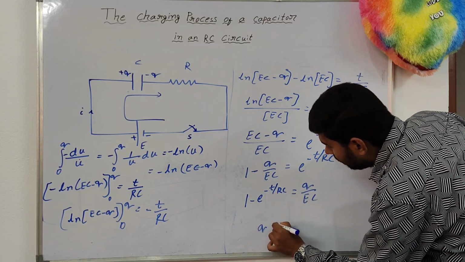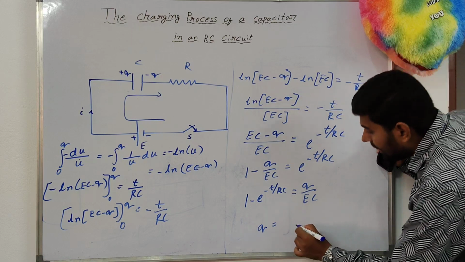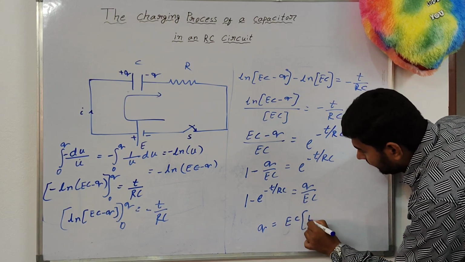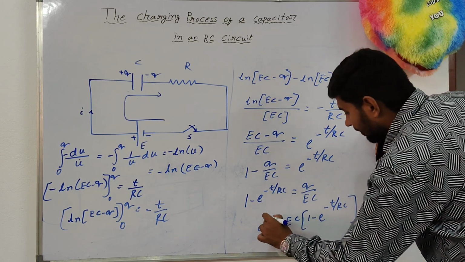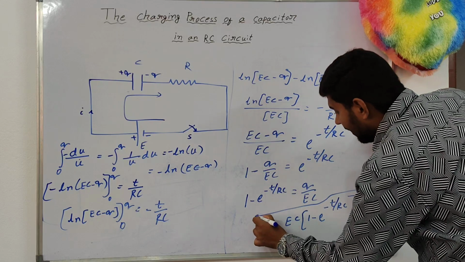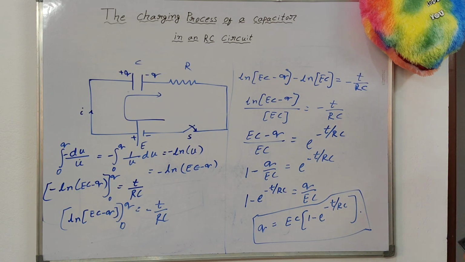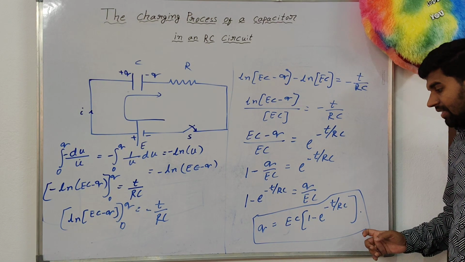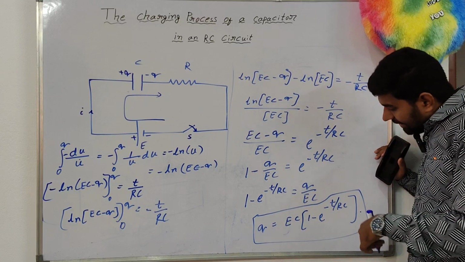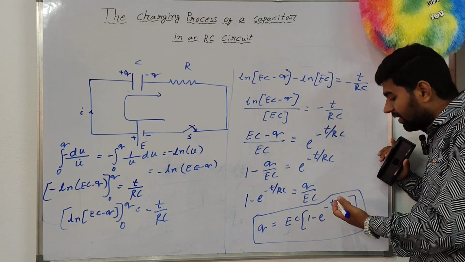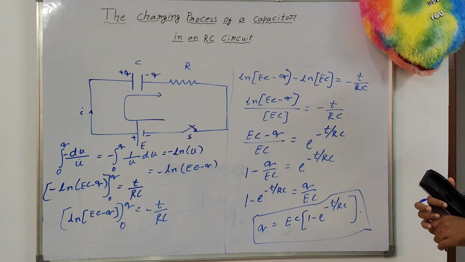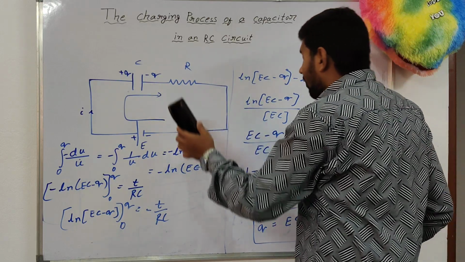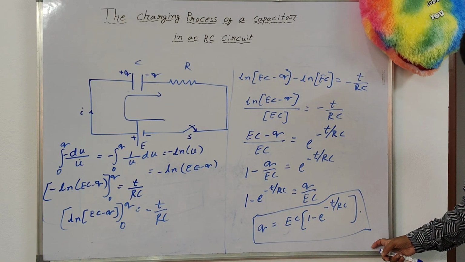From this, q is equal to EC multiplied with 1 minus e power minus t by RC. Is that clear? This is the formula for the charge accumulated on the capacitor at a time interval of t. Is that clear? By using this formula, at any time interval, for suppose t is equal to 0 or t is equal to infinity, you are able to find out the charge. Let us try how to apply this formula. Till now, is that clear?